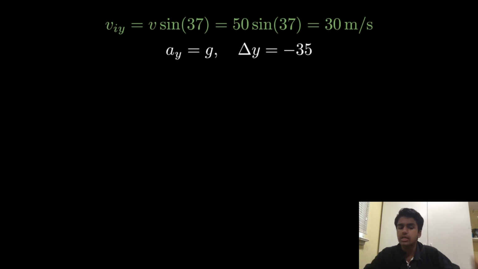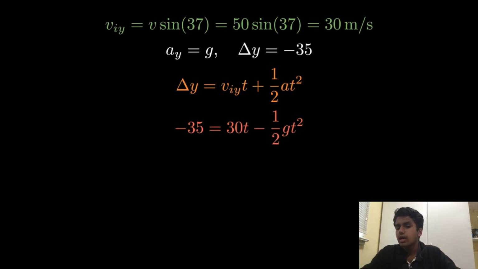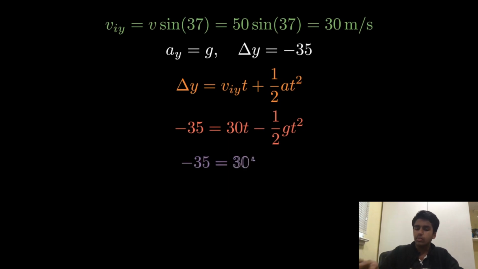Now we also know that the acceleration in the y direction is g, and then delta y is minus 35, so we use the equation delta y equals initial velocity times time plus 1/2 at squared. Now we plug in our variables to get minus 35 equals 30 times t minus 1/2 gt squared. And now let's use 10 for g, and then we plug in 10 for g, and we get 30t minus 5t squared on the right hand side.